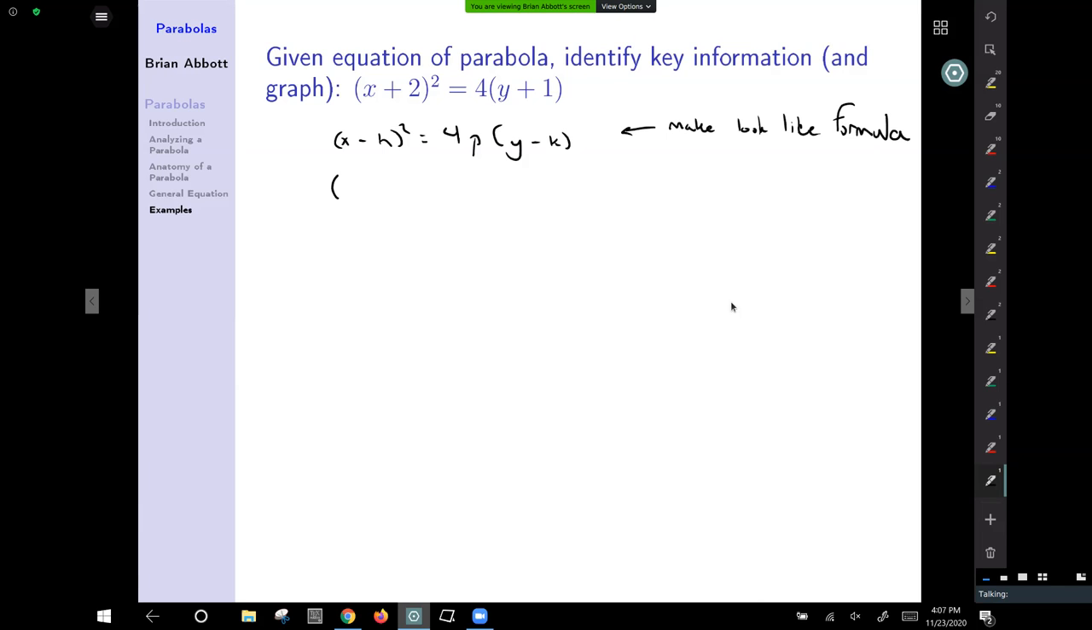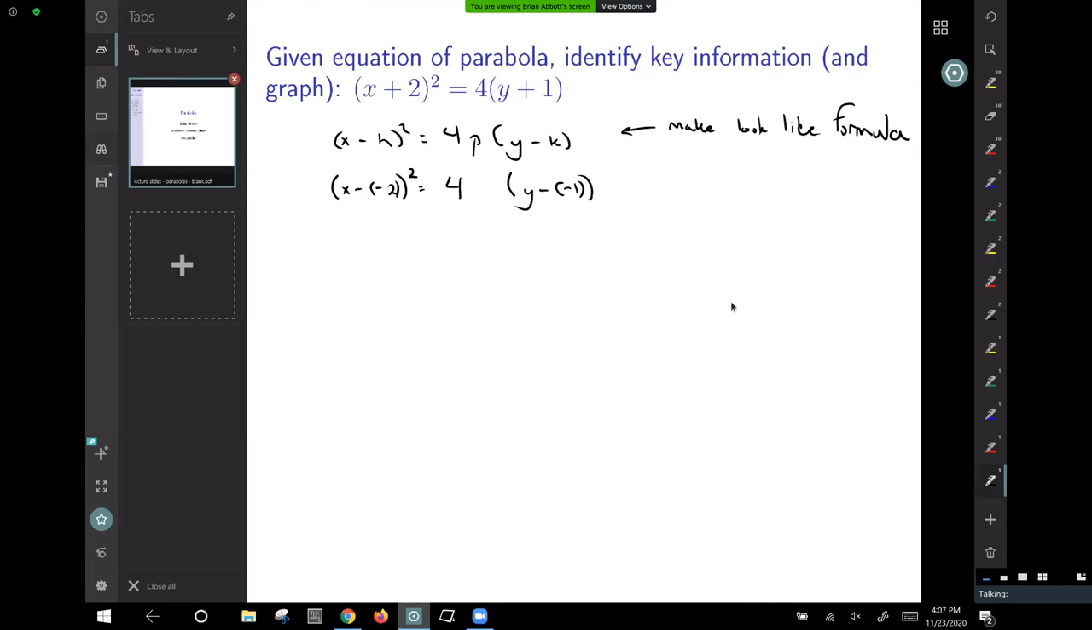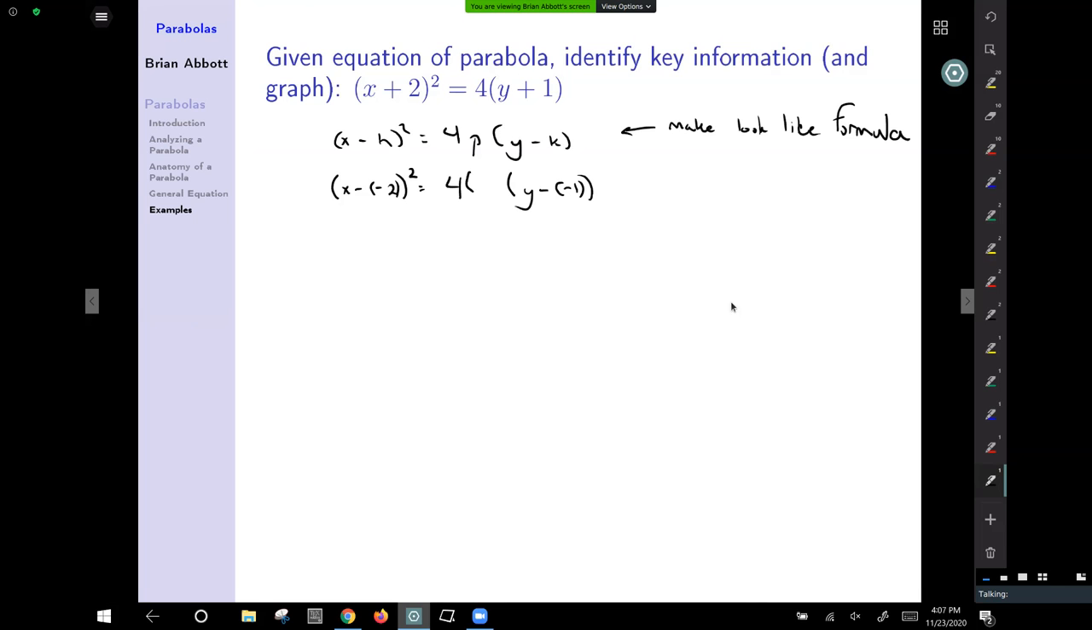x minus h. How do you write x plus 2 as x minus something? Well, it's x minus a negative 2. That's how you get x plus 2. So that's solved. And then y minus k. Again, it's positive, so how do you write it as a negative? y minus a negative 1 is equal to y plus 1 above. And then we've got 4 here, and I need 4 there. So what could I multiply it by? Well, I could multiply it by 1, and that would give me my p-value as necessary.